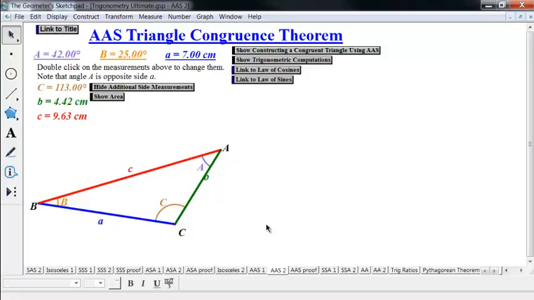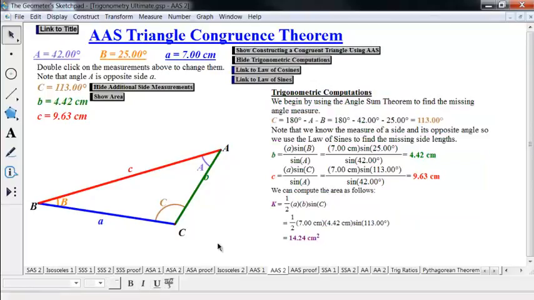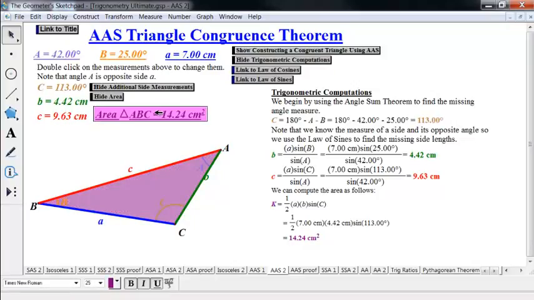So you could do that with a compass and straight edge, and then just measure the other sides. But if we wanted to compute those, here are the computations using the law of sines. Actually, law of sines is what we use. So we use the angle sum theorem here to find the other angle, and here we can solve for side B and C using the law of sines, and then find the area here. And then, of course, the areas, we can show that as well if we want to.